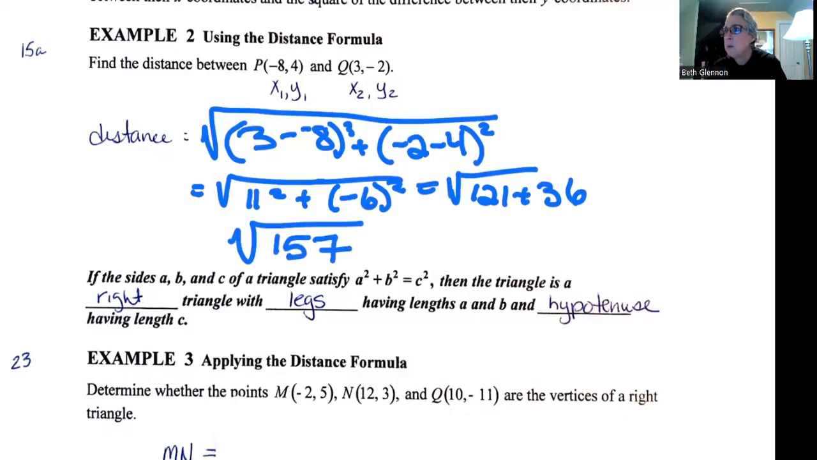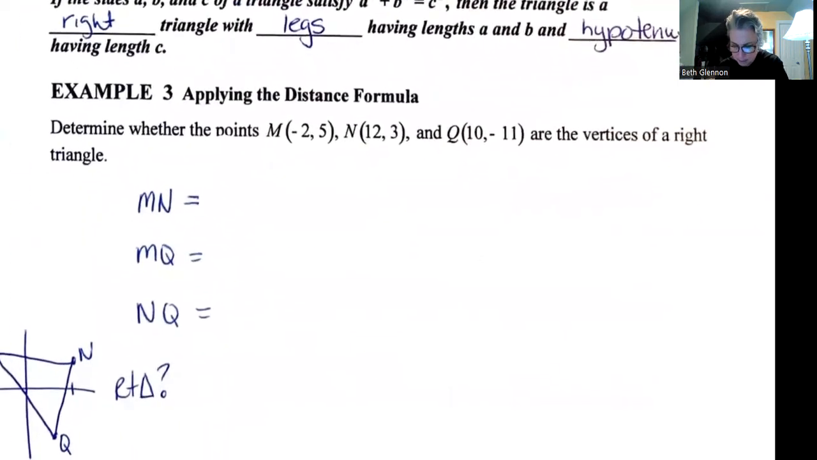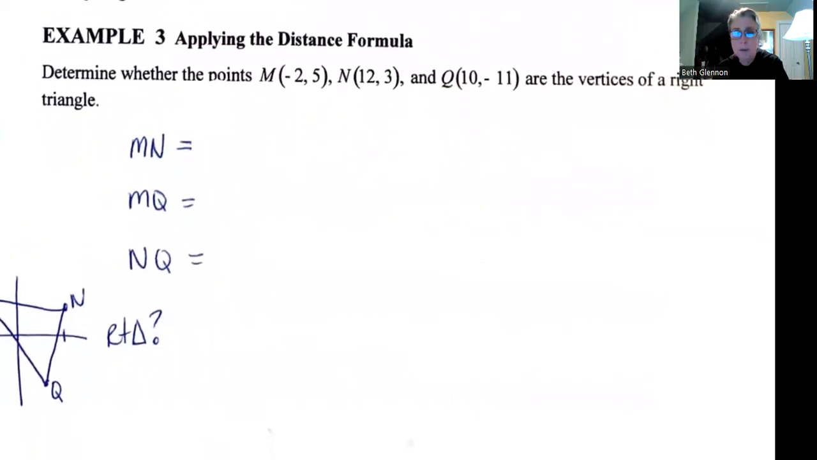All right. Now, what's fun about the distance formula is you can use it to help you determine if you actually do have, say, a right triangle. Okay, so let's take a look at the next one. Determine whether the points M, N, and Q are the vertices of a right triangle. Now, as soon as you see right triangle, I think you're thinking about the Pythagorean theorem, right? Remember, Pythagorean theorem is a squared plus b squared equals our c squared value, okay?